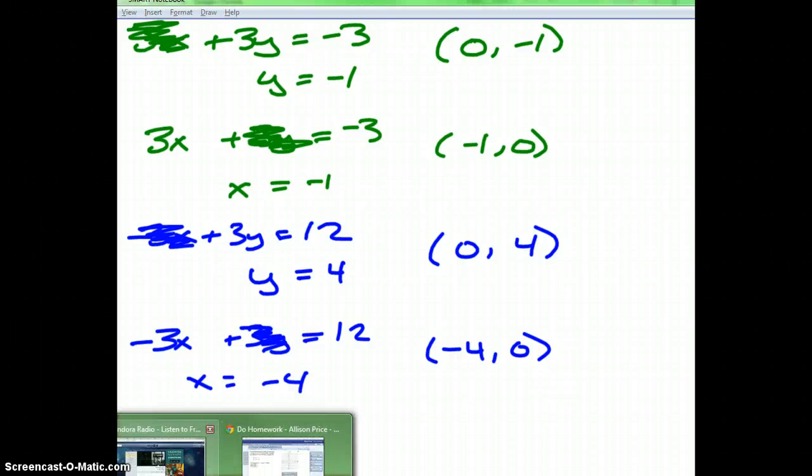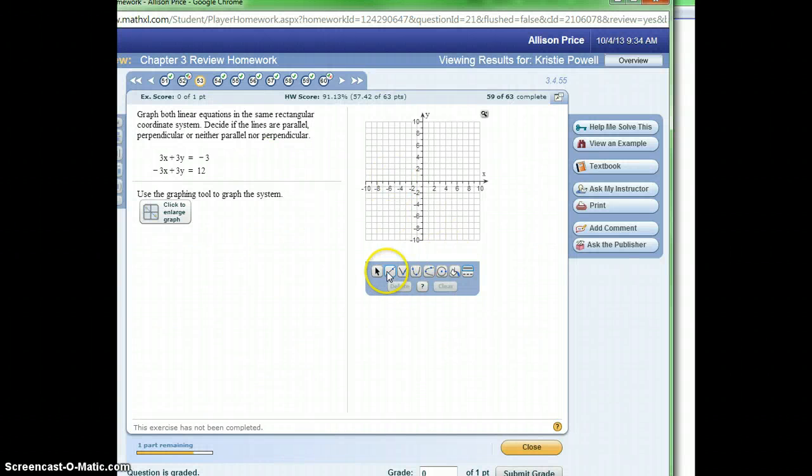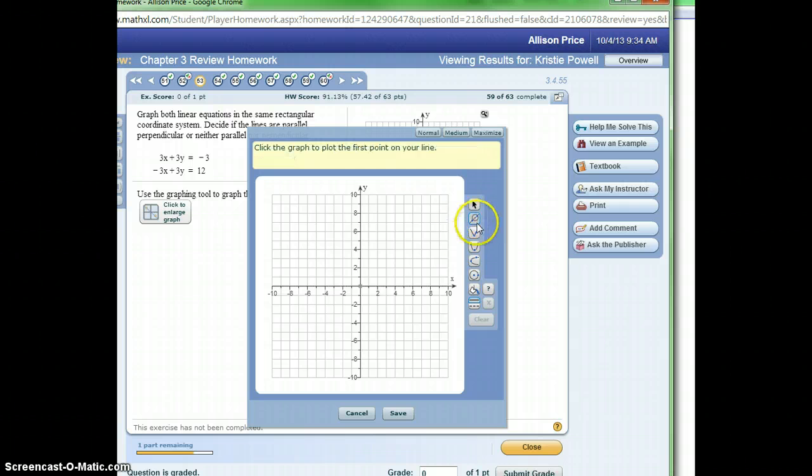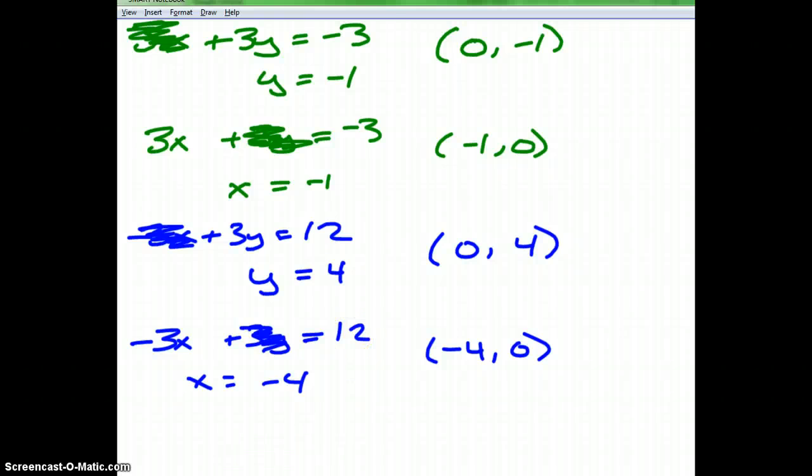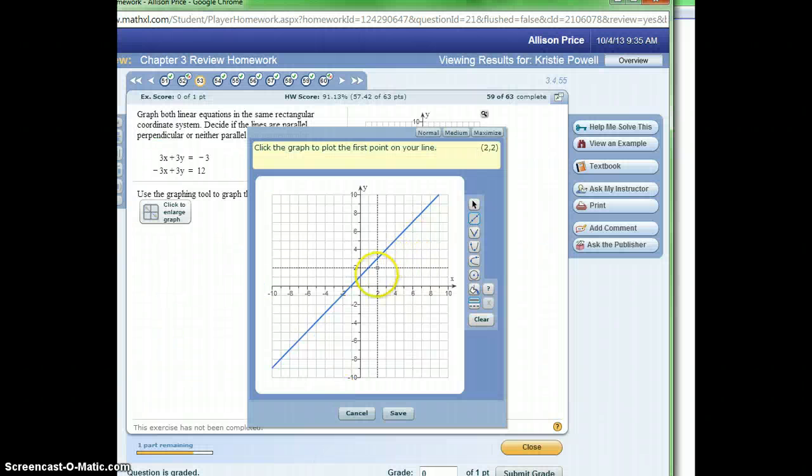And let's graph those. Okay. So I'm going to go ahead and make that bigger. The first one's two intercepts were 0, negative 1, and negative 1, 0. And the other one was 0, 4, and negative 4, 0. Okay, so 0, 4, and negative 4, 0.